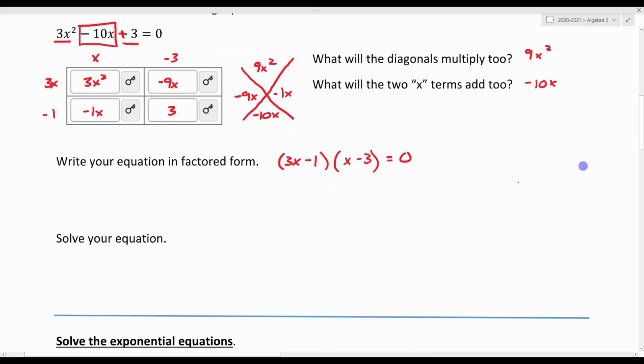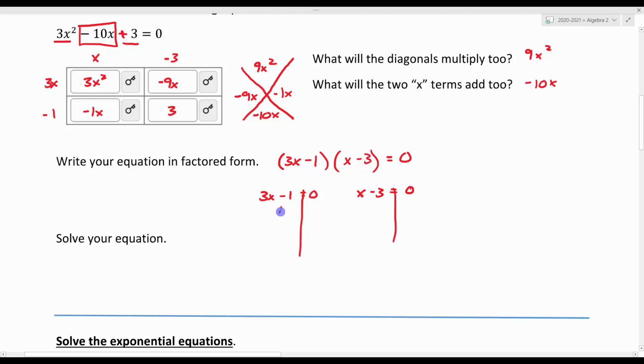Now that we're in factored form, solving our equation is very easy. If I use the zero product property, right, if I have two things that multiply to give me a 0, well, one of them has to be a 0. So we can say 3x minus 1 could be the one that's equal to 0, and x minus 3 could also be the one equal to 0. All we have to do is solve these two mini equations, and we find our values of x.